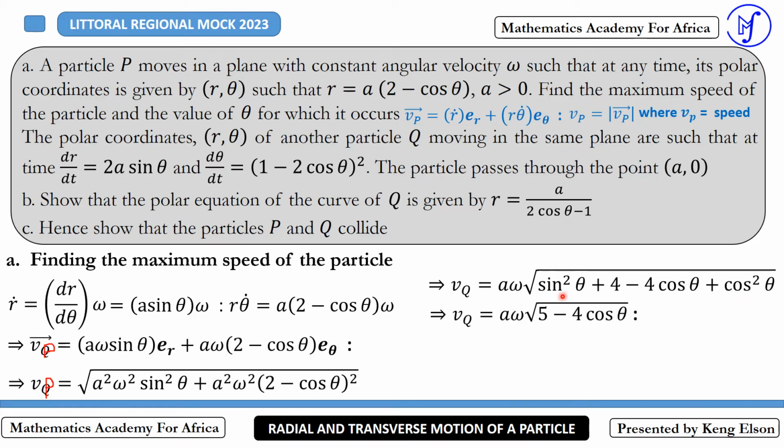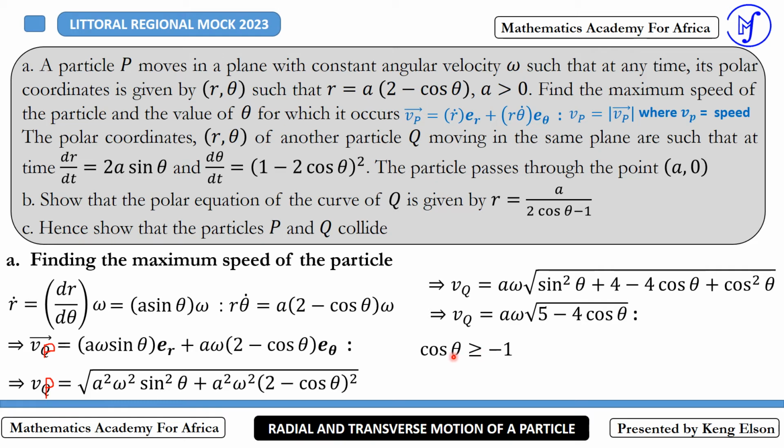Now we clearly see that sine squared theta plus cos squared theta is 1, adding up to 4 to give us 5. Then we need to subtract our cos theta. Now we need to get the maximum speed, and we now need to use our knowledge of trigonometry.